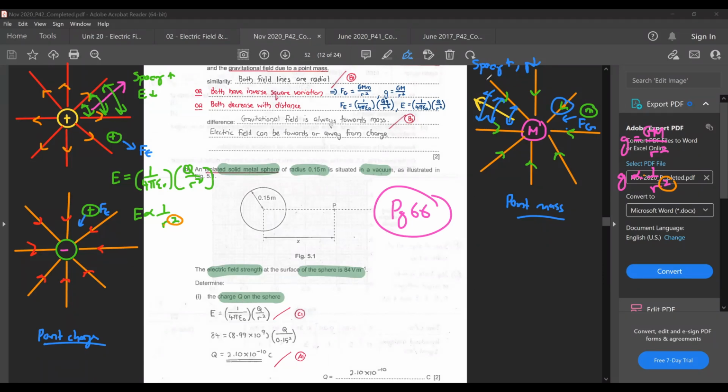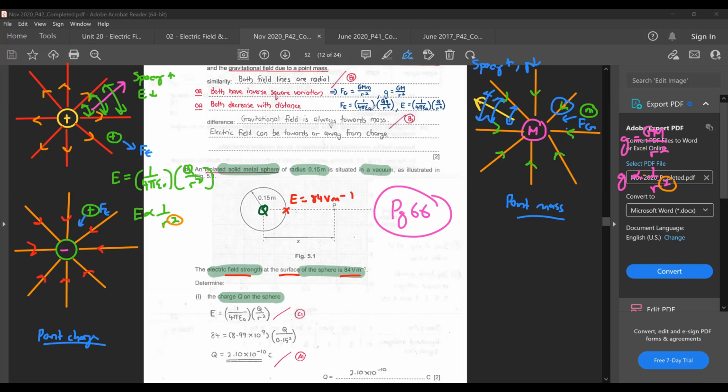They are asking you to find out what this charge here is. This is your main charge Q. And they give you one particular piece of information: the field strength at the surface of your sphere is 84 volts per meter. Meaning, if you look at this surface here, your field strength is actually 84 volts per meter. So with this, you can now find out what Q is.